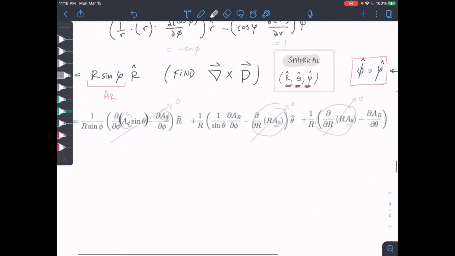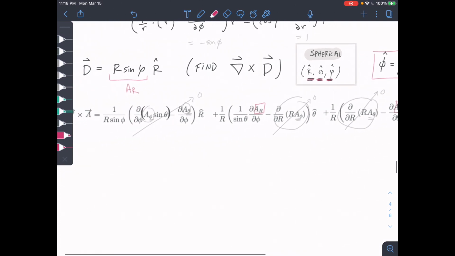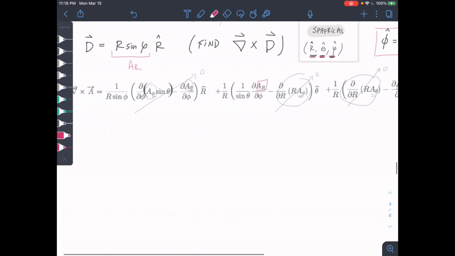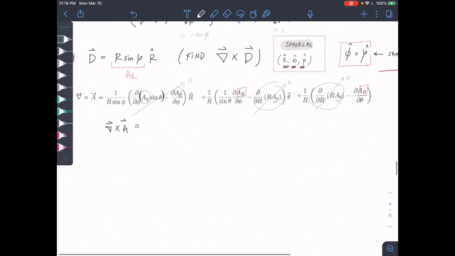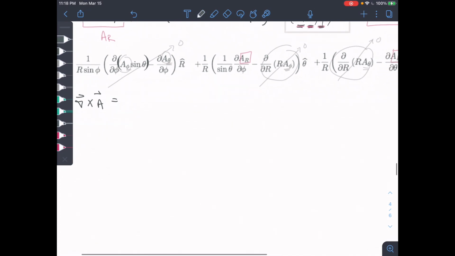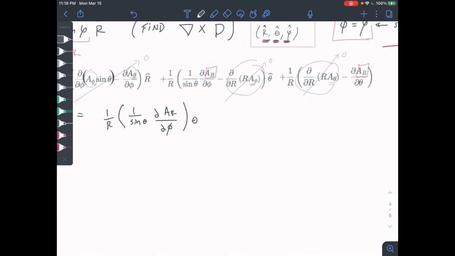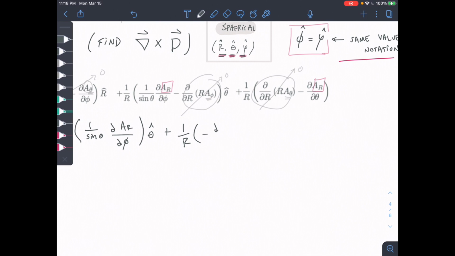Okay, so the pieces that we are keeping, we have AR here, and we have AR here. Looking through the rest of this expression, we don't have it anywhere else, so let's go ahead and simplify and see what we have left. Curl A is equal to, so this whole first term cancels. We don't have anything in the r hat direction in the end, but we do have r over sine of theta, it's a partial of AR over phi in the theta hat direction, plus 1 over r times negative partial with respect to theta of AR.